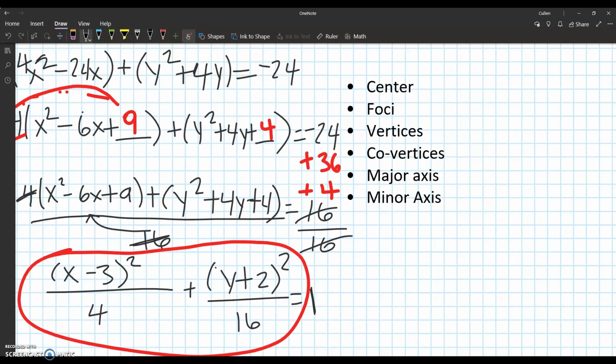So find the center really quick. You change your two signs. Our center is going to be +3, -2. Change the two signs that are inside the parentheses here. So the -3 changes to +3, and the +2 changes to -2.